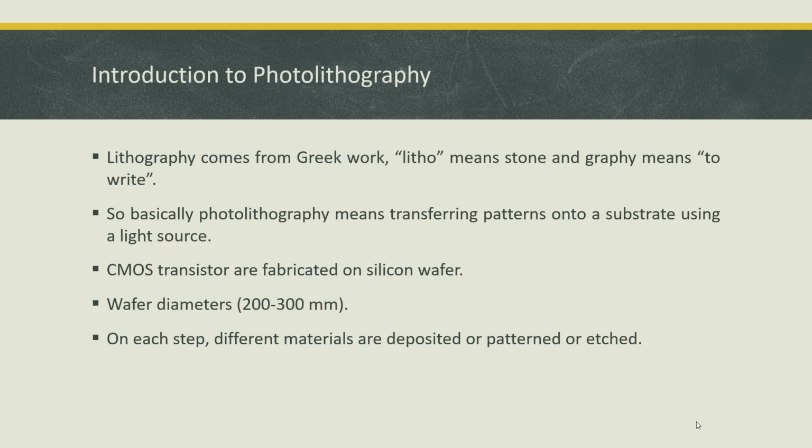Introduction to lithography. What is meant by lithography? It comes from the Greek words: litho means stone and graphy means to write. Basically, photolithography means transferring patterns onto a substrate by using a light source. CMOS are fabricated on a silicon wafer, as you know, and the wafer diameters are, for example, 200 to 300 mm. On each step, different materials are deposited or patterned or etched. Let us discuss next.